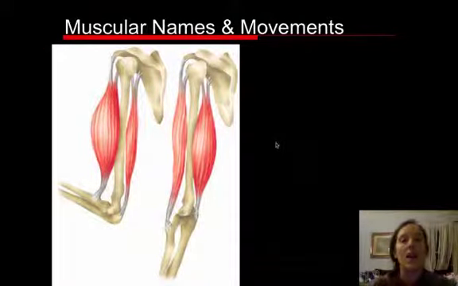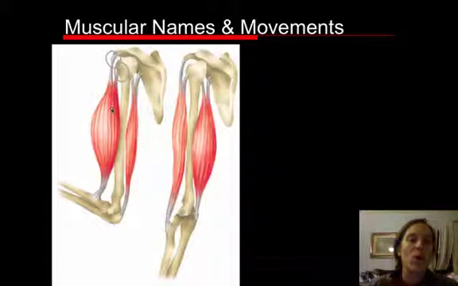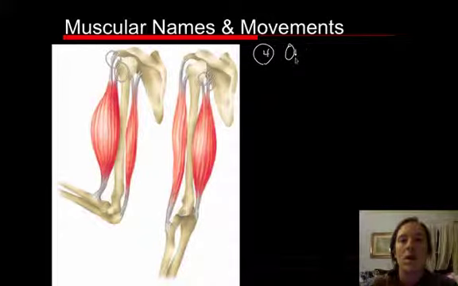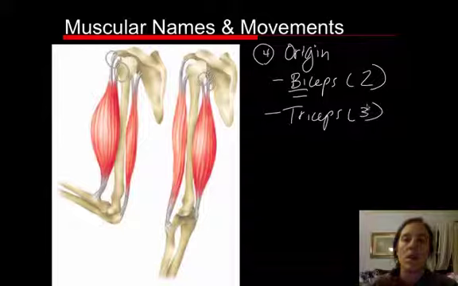We have how many origins they have. And so a couple muscles in our bodies have more than one origin point. So biceps, because they have 2 heads, have 2 different origins. And triceps, because they have 3 heads, have more than that. So this is, what, 4? Origin. And so we have the biceps, 2, and we have the triceps, 3.